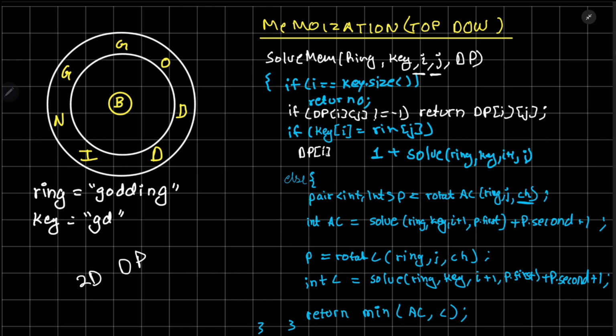So DP of I j is equal to this, so we will return this now. And similarly here, instead of just returning, we will have to return DP of ij equal to the minimum of them. Okay, also in the calls you will have to add another argument DP and change this solve to solve mem.